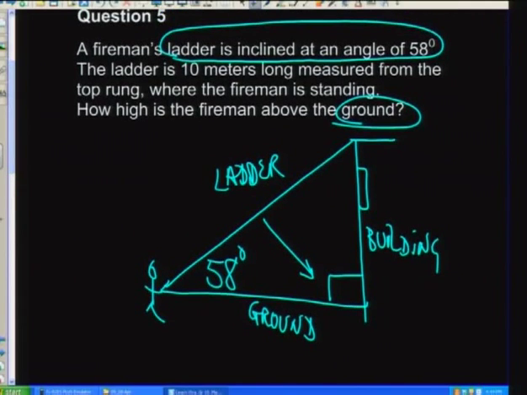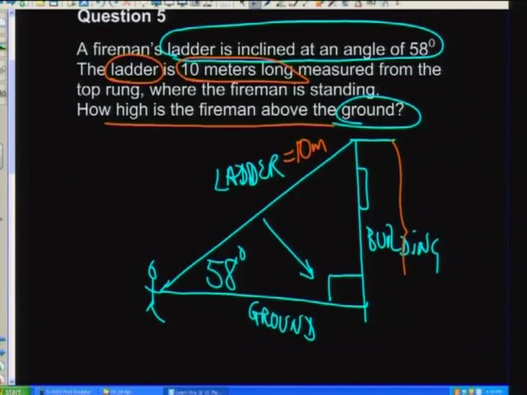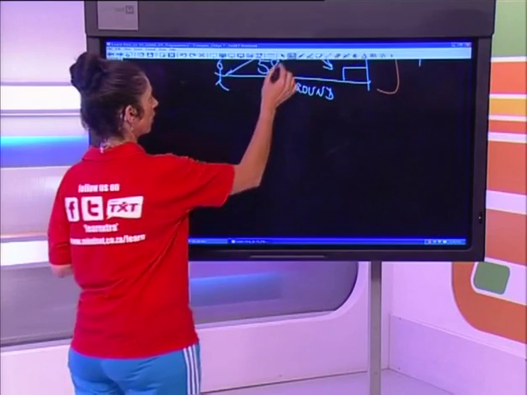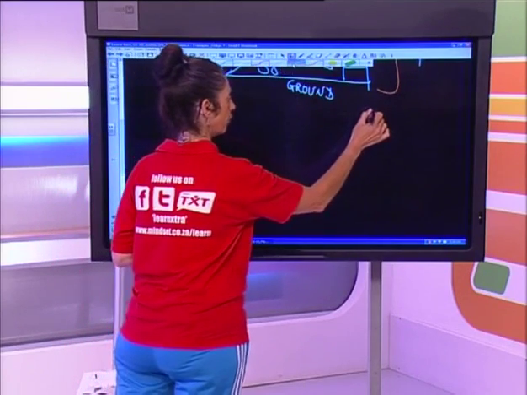The only thing we haven't used is the 10-meter long ladder. If the ladder is 10 meters long, then the hypotenuse of my triangle is really 10 meters. If you want to know how high the fireman is above the ground, then if he climbs the ladder to the top of the building, he's going to be that high. Therefore, we would like to know how high the building is.